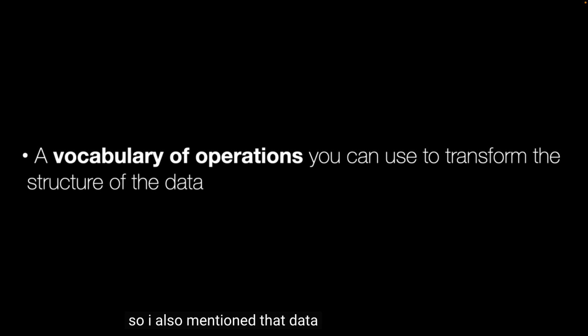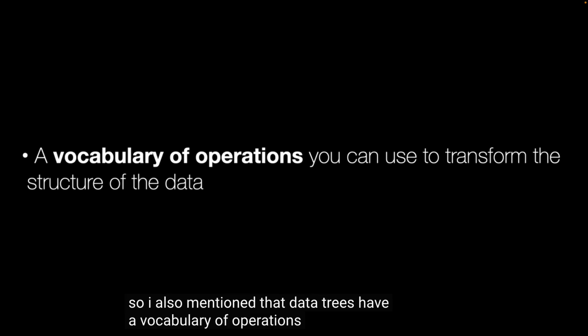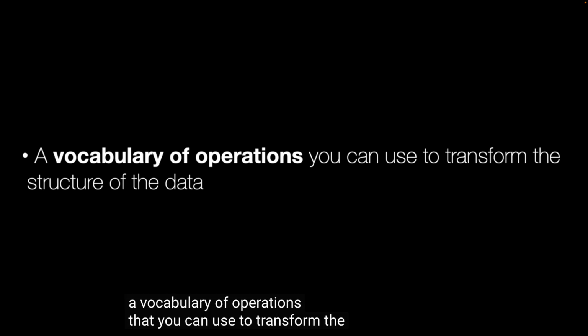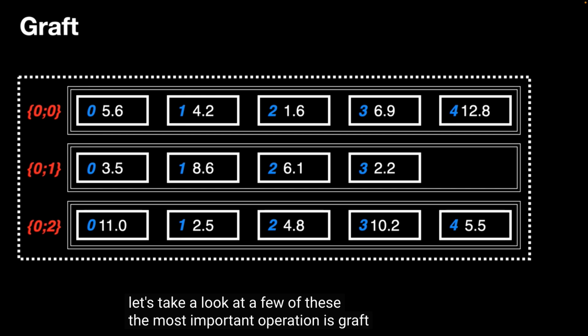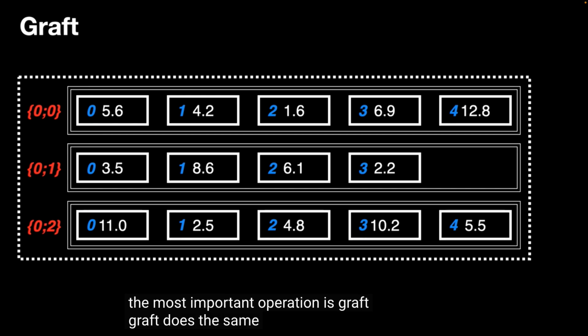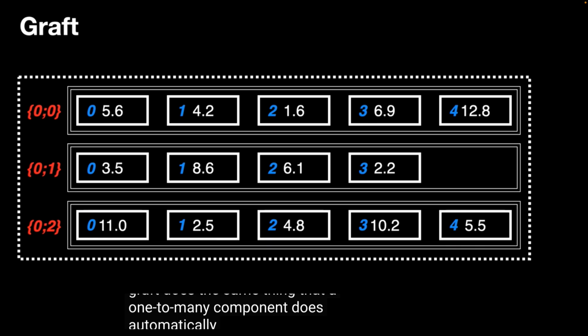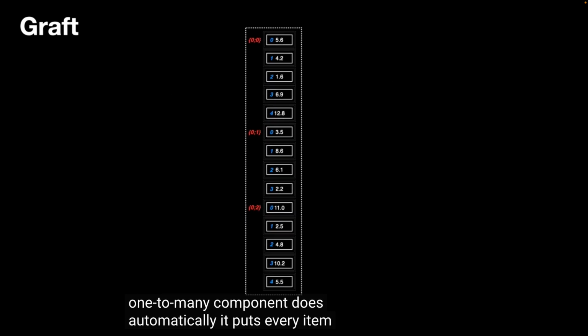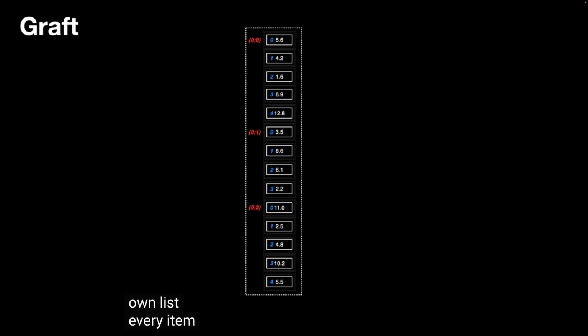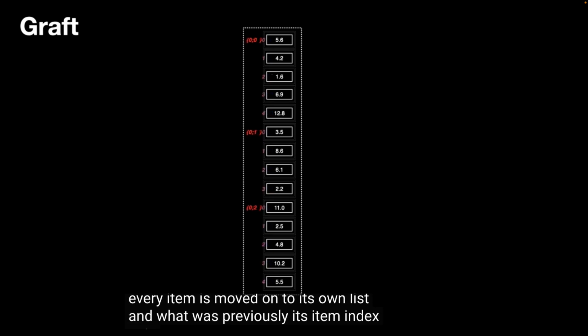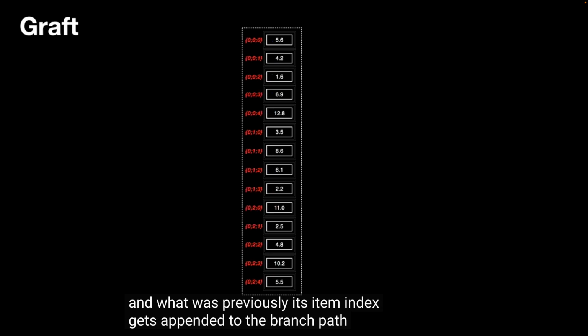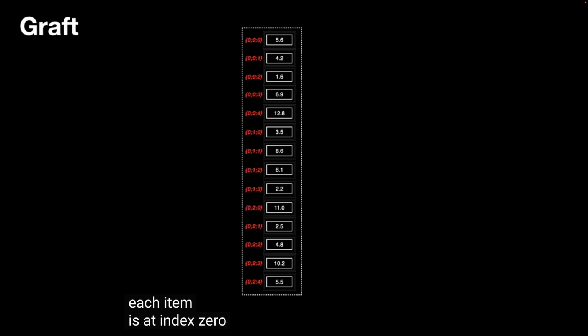So I also mentioned that data trees have a vocabulary of operations that you can use to transform the structure of the data. Let's take a look at a few of these. The most important operation is graft. Graft does the same thing that a one-to-many component does automatically. It puts every item on its own list. Every item is moved onto its own list, and what was previously its item index gets appended to the branch path. Now each item is at index 0 in its own new list.